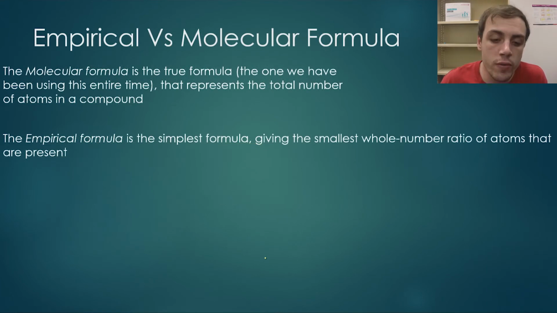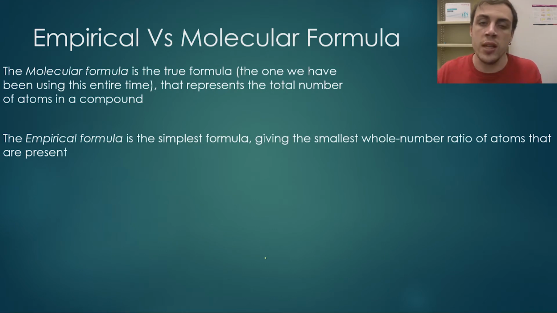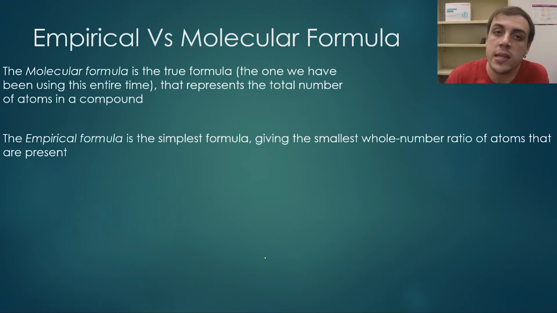So let us now move on from percent composition and compare empirical versus molecular formula. The molecular formula is the true formula. That's the one that we have been using essentially this whole time. So this is like Al2O3, and we're looking at aluminium oxide. That is the molecular formula because it tells you the entire compound. It shows you all of the different elements that comprise that compound. It gives you all the information.